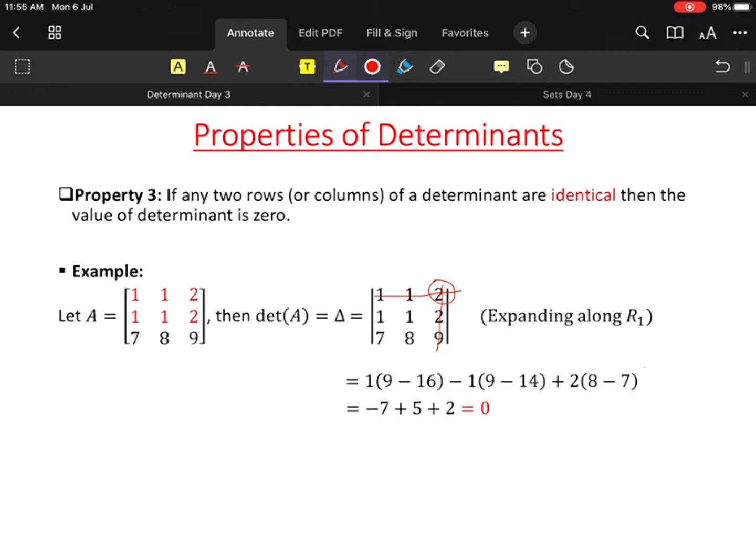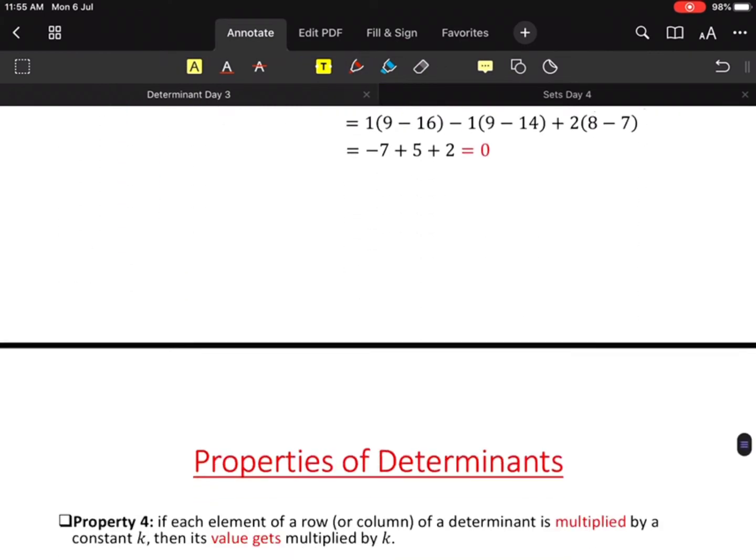Understood? So whenever you see a matrix with two identical rows, the determinant of that will be 0. Even if it is two identical columns, 0. Understood? Clear? So let's move on to the next property.